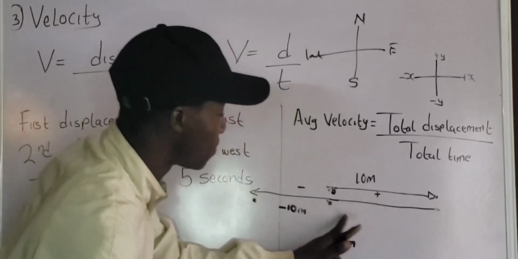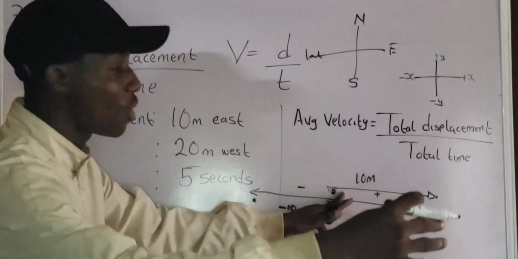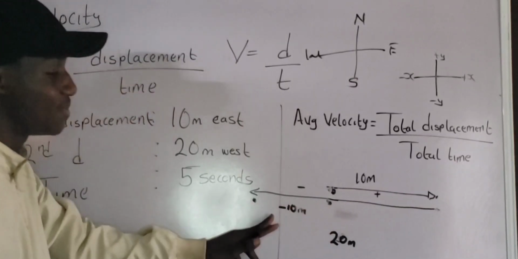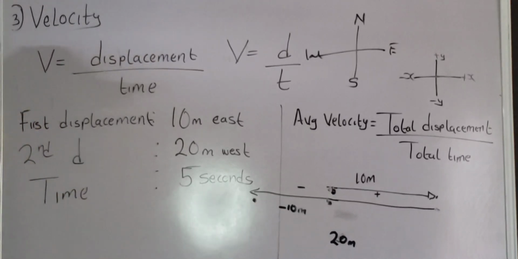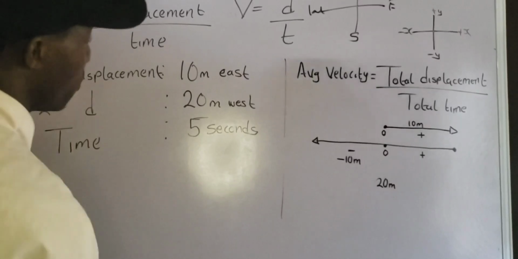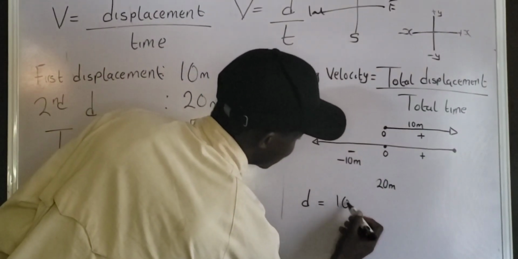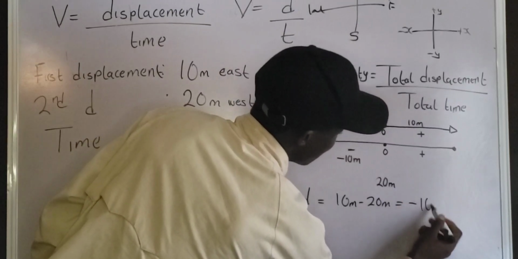That is, from this point to this point is 10. After that, after covering the distance that it travels towards the east, then it proceeds, the displacement becomes negative. That is why I have minus 10 meters here along the negative x-axis. Are you getting it? So when an object travels along the negative x-axis, that means the displacement will be what? Negative. So the total displacement d is equal to 10 meter minus 20 meter. This is equal to minus 10 meter.